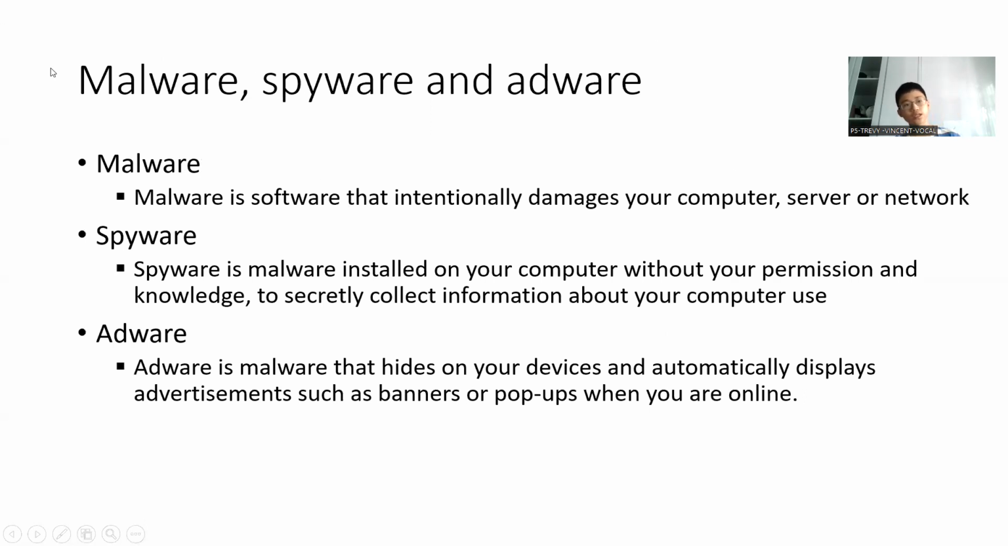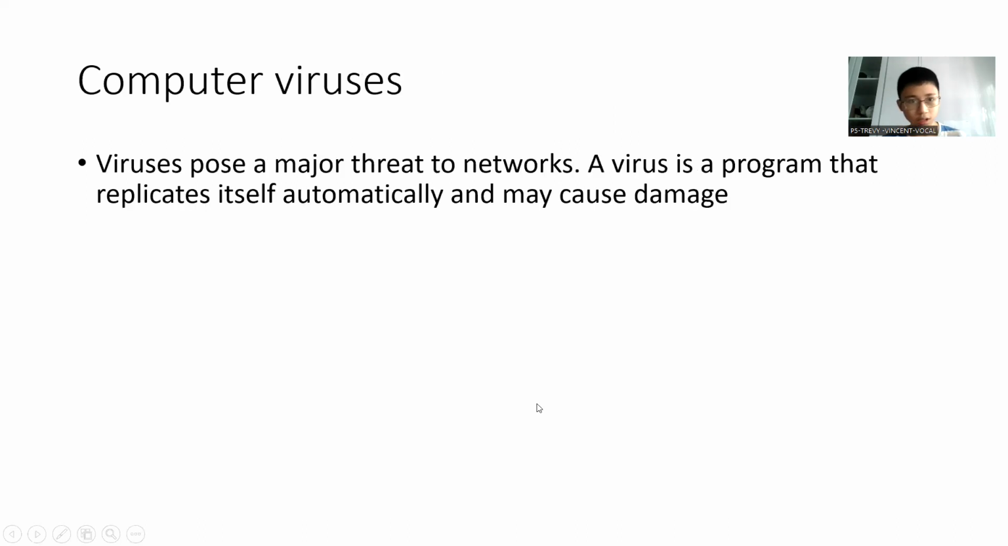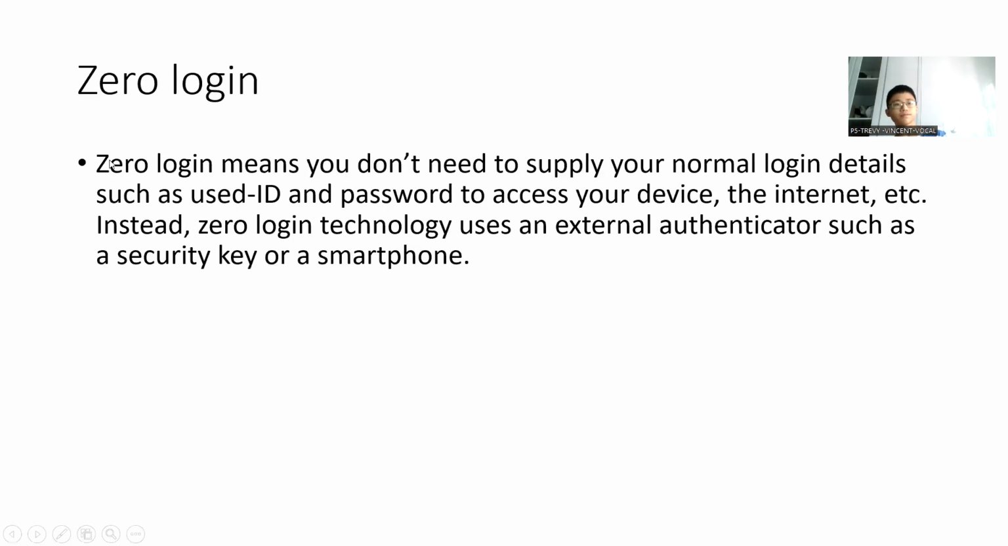Malware, spyware, and adware. These are computer viruses. Malware is software that intentionally damages your computer, server, or network. Spyware is malware installed on your computer without your permission and knowledge to secretly collect information about your computer use. And adware is malware that hides on your devices and automatically displays its advertisements, such as banners or pop-ups, when you're online. Viruses pose a major threat to networks. A virus is a program that replicates itself automatically and may cause damage to computers.